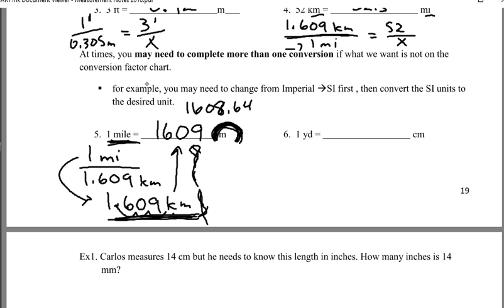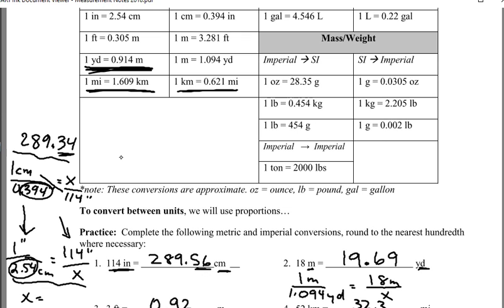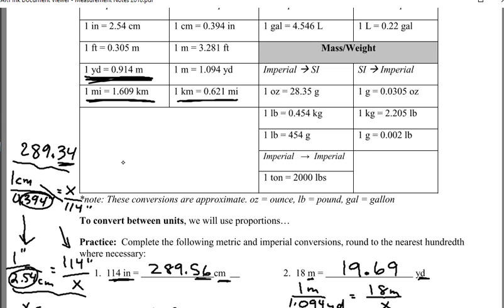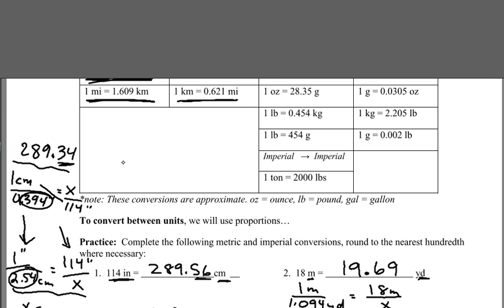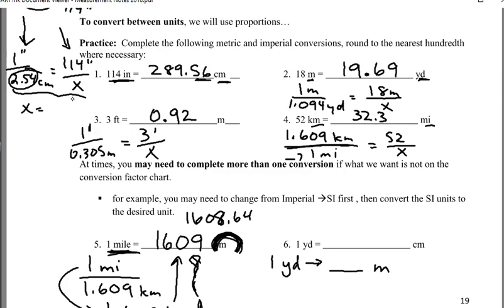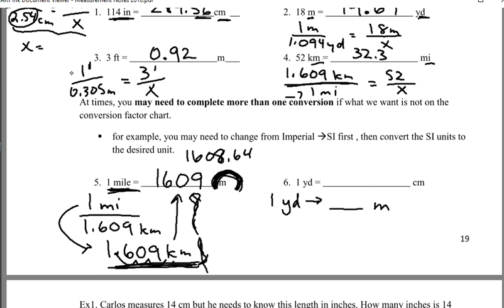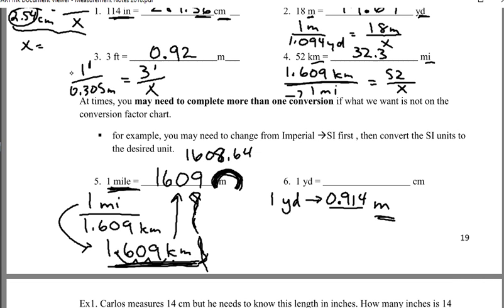So, number 6, yards to centimeters. All kinds of ways to approach it. Here's what I'm going to do: I'm going to start yards to meters. I'm going to go 1 yard to so many meters, and because it's 1 yard, that makes it kind of nice. It's an easy calculation. What does it say? We just did it. 1 yard, 0.914 meters. But we don't want to finish with meters.